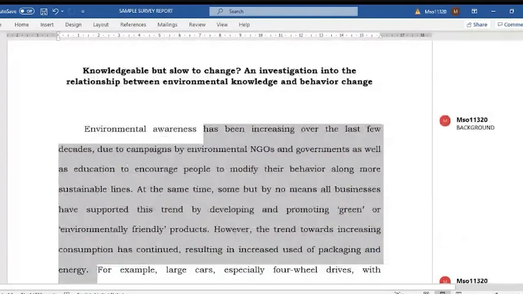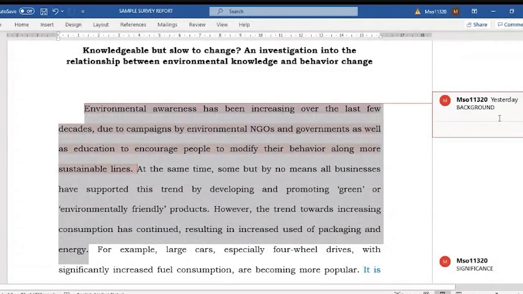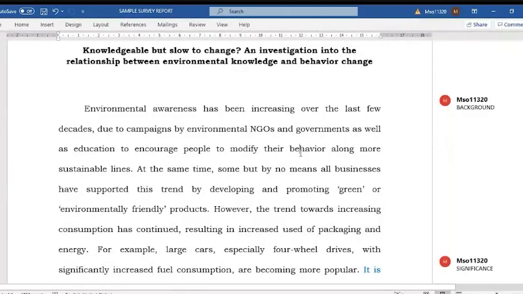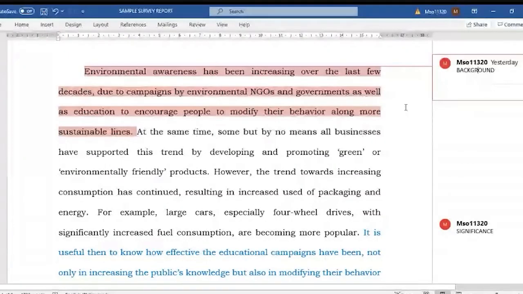In these sentences, you will notice that it presents the background of the study, the background of your topic. So that is the very first thing that you have to establish in the introduction of your survey report, so that the readers will be able to understand the background of the topic at hand. You are giving insights as to why this survey is conducted, the reason behind why you have conducted this research. So in this sample survey report, we have here the background.